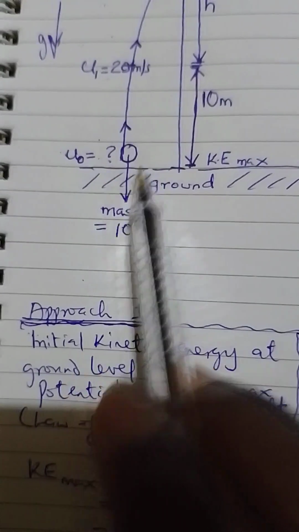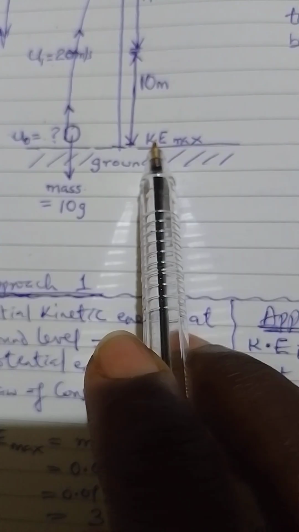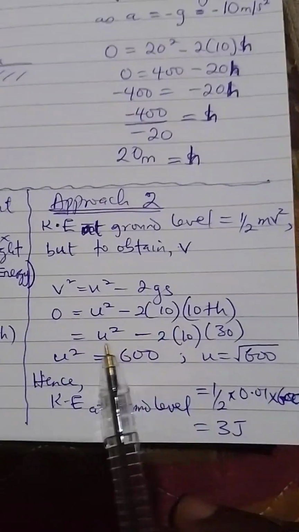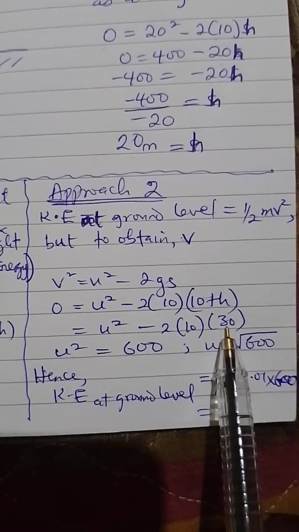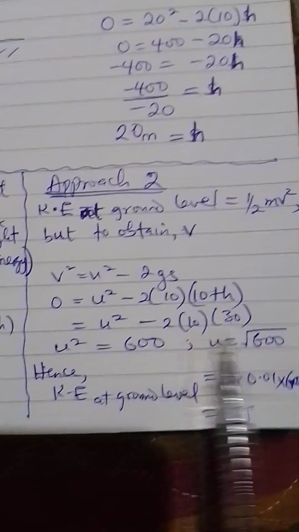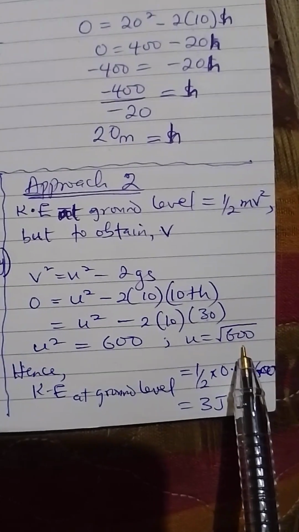That's the velocity with which the object is projected from the ground level, because this is the point of maximum kinetic energy. We need to get the velocity that slots into the equation for kinetic energy. This is v, we need to find it. So using the third equation of motion and using the total height, in this case 30, which is the height of 10 plus h, u squared is going to give us 600. So u is equal to root 600.